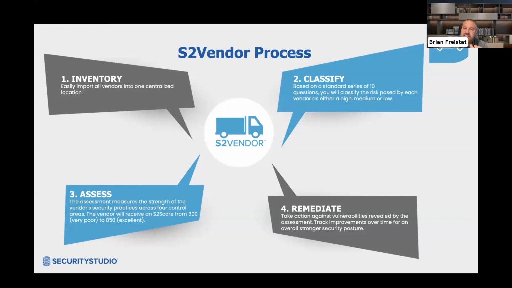Now, the assessment measures the strength of the vendor's security practices across 4 control areas, right? And the vendor will receive an S2 score. Now, some of you are very familiar with the S2 score. Some of you are not. The S2 score is basically a score between 300 and 850, like a credit score. And so you can easily understand what your risk posture is by just going off the score.